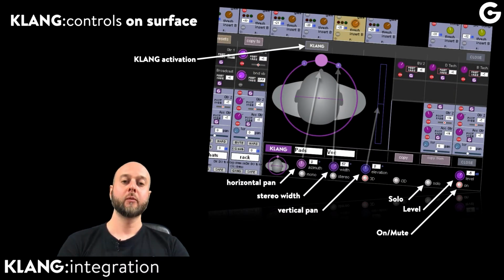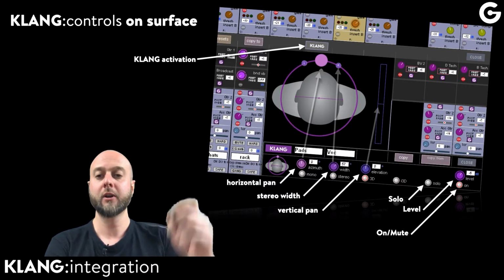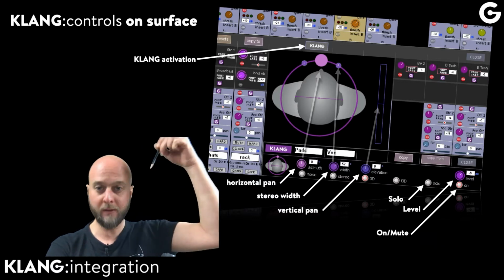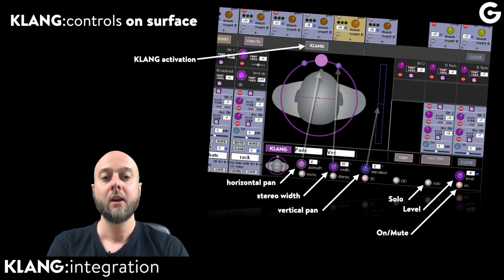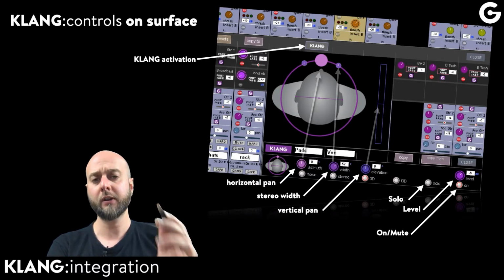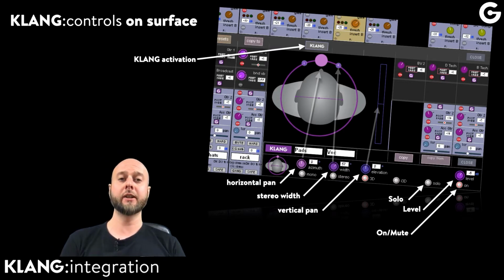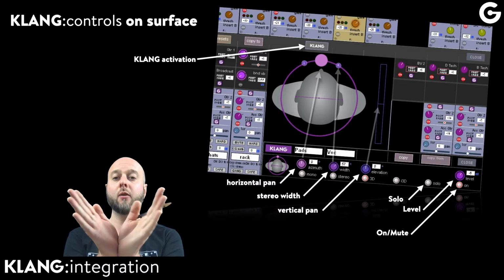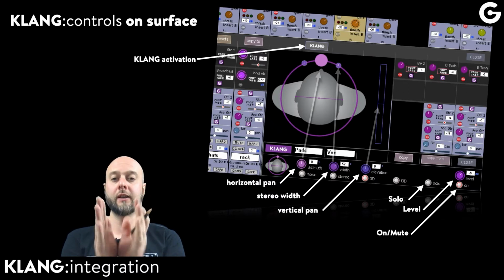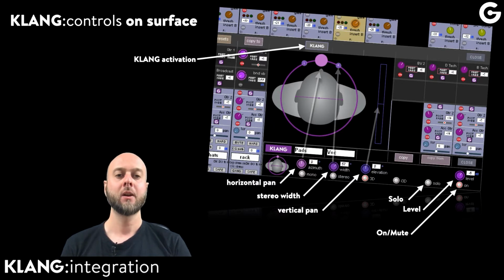On the touchscreen, we have the possibility to manipulate all the KLANG parameters. We have the horizontal pan, the azimuth, which moves signals around my head. We have the elevation or the vertical pan, which can move signals above my head and below my head. There's a stereo width parameter, which gives us the possibility to distinguish how wide a stereo source is spread in our field of hearing.